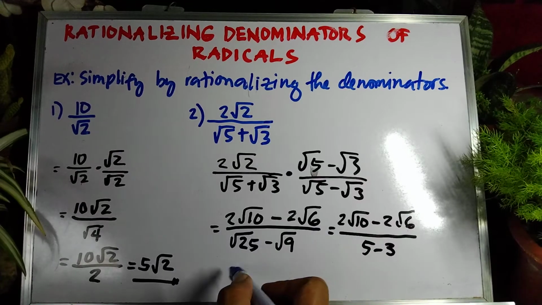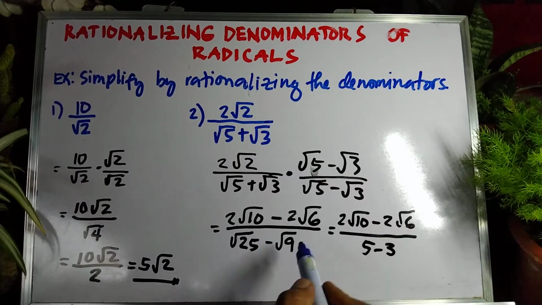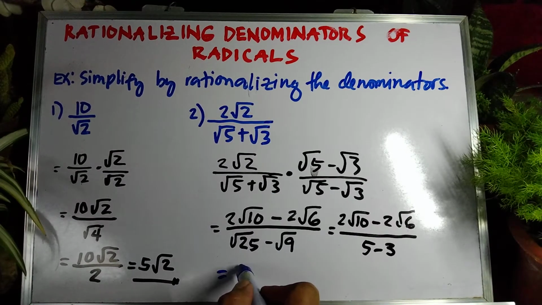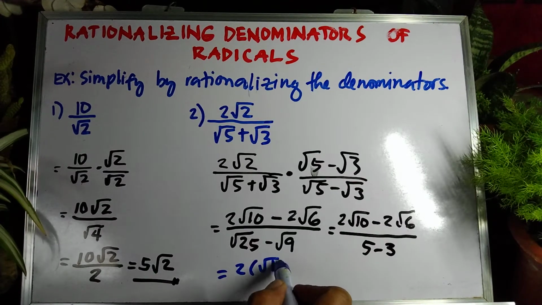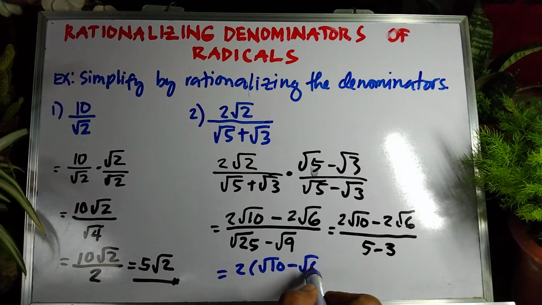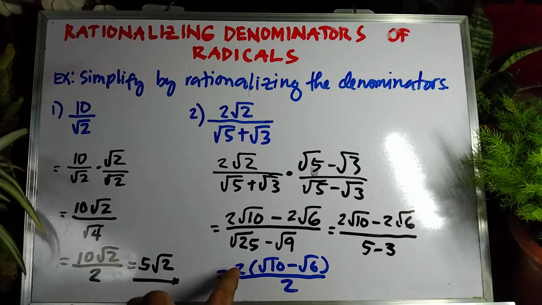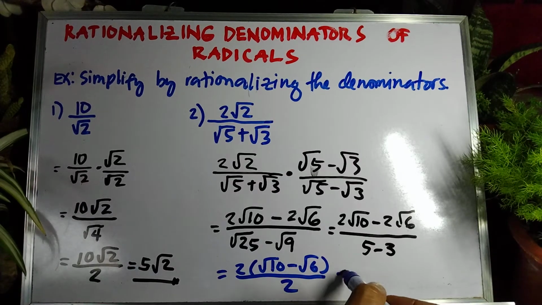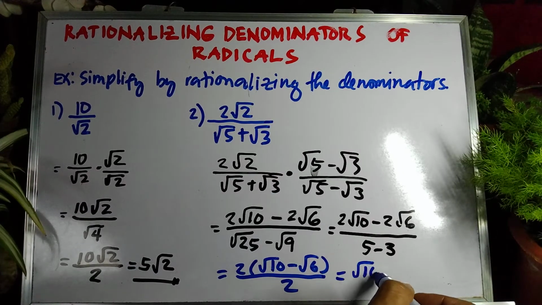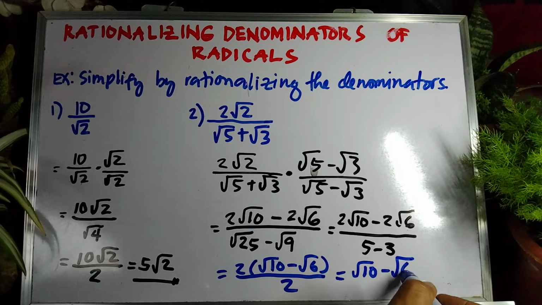So, let's continue here. We factor out 2 here, because 2 is common to both terms. So, 2 times square root of 10 minus square root of 6, all over, what is 5 minus 3? That is 2. Now you can see that there is a common factor in the numerator and the denominator, which is 2. So, 2 divided by 2 is 1. So, your answer is square root of 10 minus square root of 6. That's it.